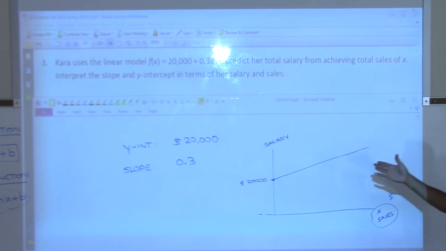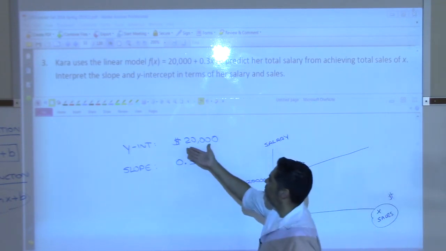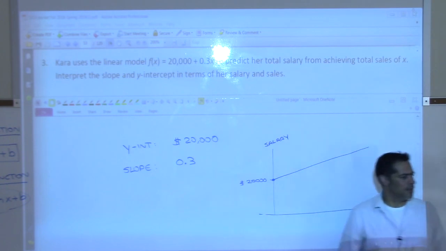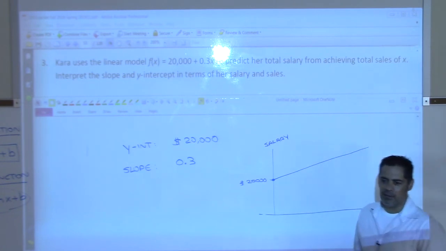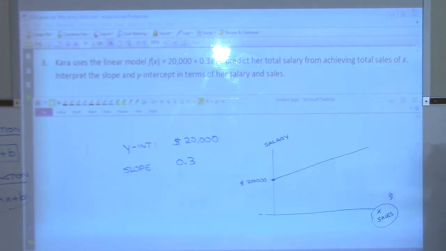What about the 20,000? What is this for Kara? What does the 20,000 represent? Her base salary. That's it. She just shows up, boom, they pay her. Okay.